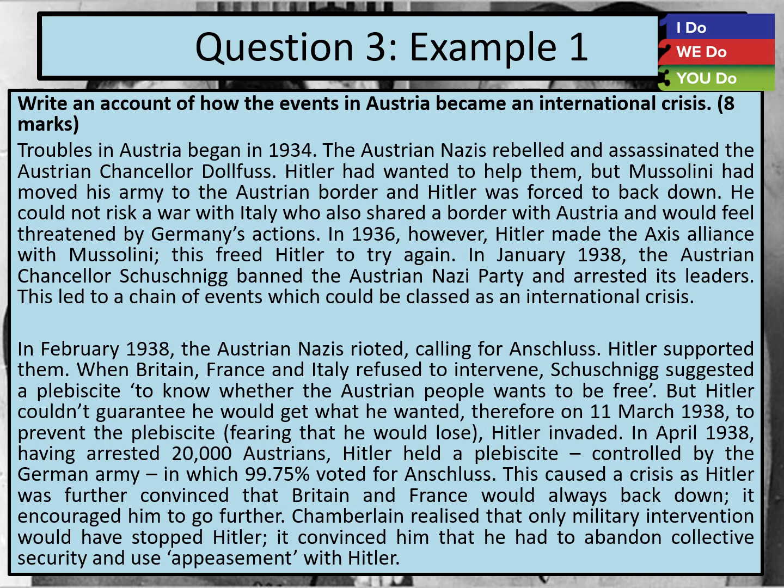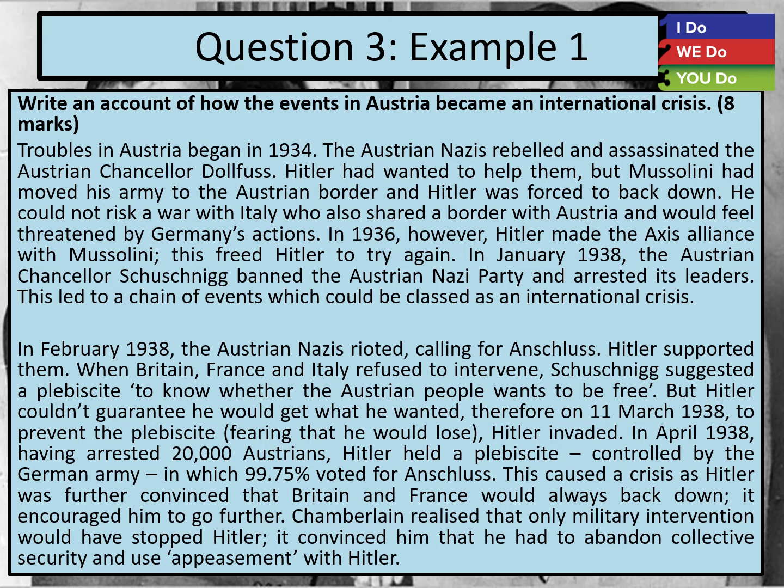So troubles in Austria began in 1934. The Austrian Nazis rebelled and assassinated the Austrian Chancellor Dollfuss. Hitler had wanted to help them, but Mussolini had moved his army to the Austrian border, and Hitler was forced to back down. He could not risk a war with Italy, who also shared a border with Austria and would feel threatened by Germany's actions. In 1936, however, Hitler made the Axis alliance with Mussolini. This freed Hitler to try again. In January 1938, the Austrian Chancellor Schuschnigg banned the Austrian Nazi Party and arrested its leaders. This led to a chain of events which would be classed as an international crisis.